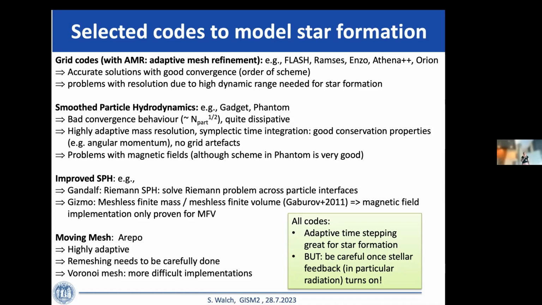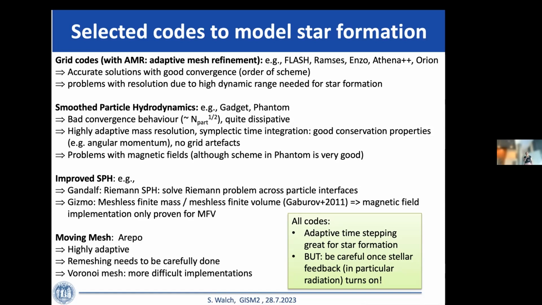So the problem then is that we need a high dynamic range for star formation, and it's very hard to get that with the grid codes. Then smoothed particle hydrodynamics, we have Gadget, of course, which is still around. There's also Phantom, which is quite a good code from Daniel Price.